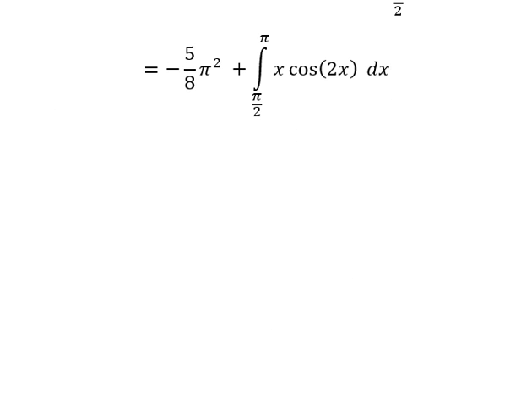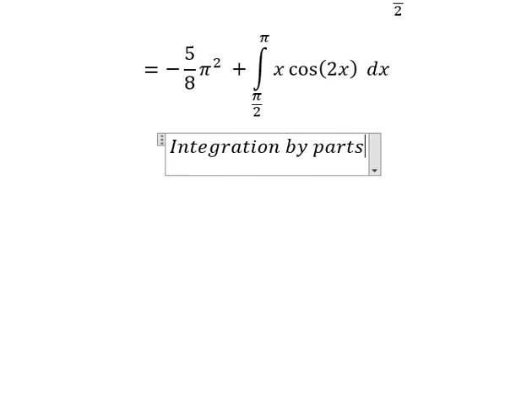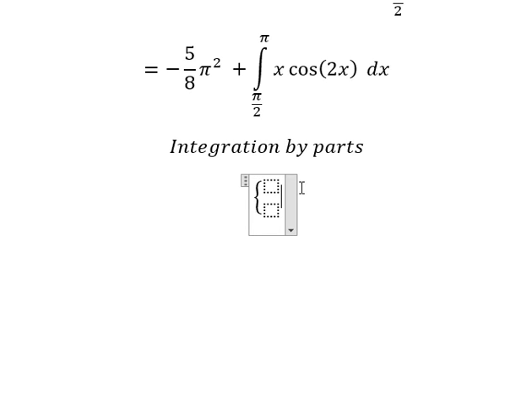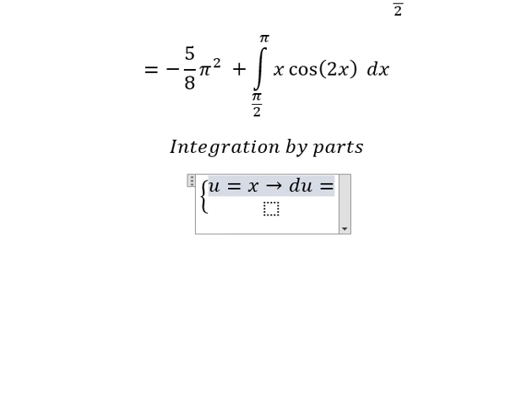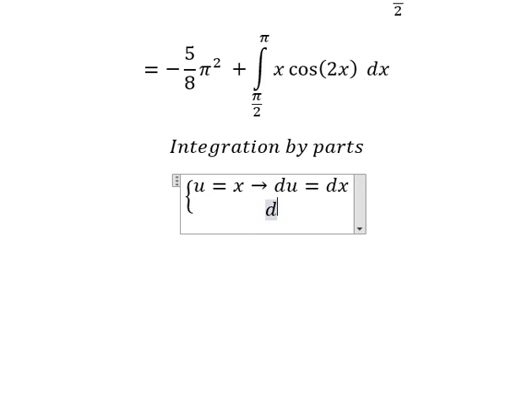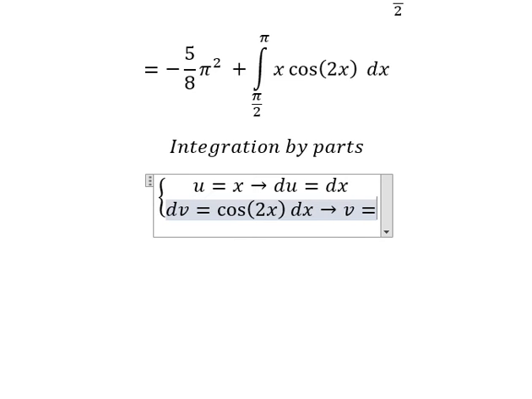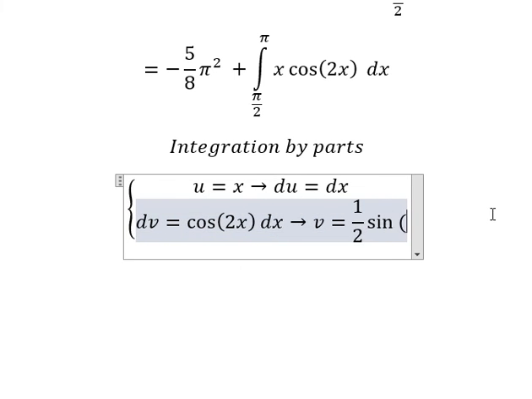And now we have the next one. We need to use integration by parts. So I will put u equals x. Later we take the first derivative of both sides, and we have dv equal to cosine 2x dx. The integration of this one, we have v equal to 1 over 2 sine 2x.